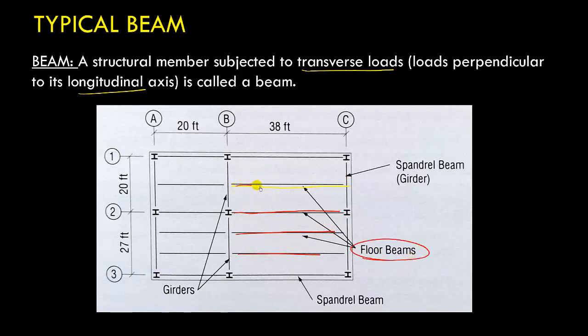Now these beams are resting over another beam, and these beams are called girders. We also have some beams that are on the periphery or on the outer side, and these beams are called spandrel beams, and this is another example of a girder. So this is also a girder. Only thing is these girders are along the periphery of the building, that is the outer side of the building. So depending upon the location, we divide beams into different categories.